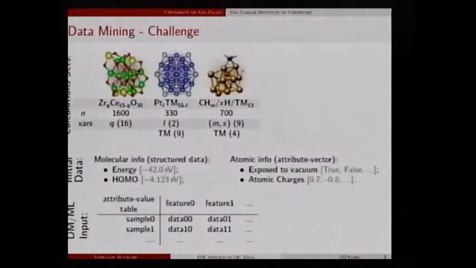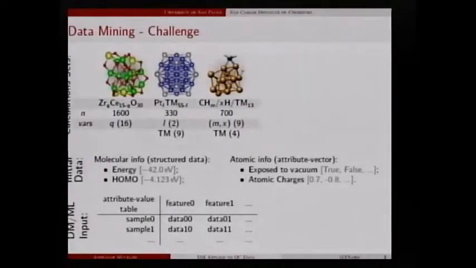The data sets have some differences. In the first one, we have a lot of data. In the second one, we have less data. And in the third one, we have more data, but there are more variables in the systems, mainly because we have an adsorbed molecule. So the system is quite more complex.